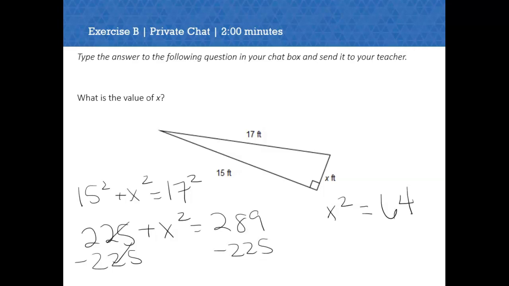So how do we undo squaring? We square root. The square and the square root cancel, so we're left with x. The square root of 64, we're looking for a number times itself to give us 64. So that is 8, and our units are feet.